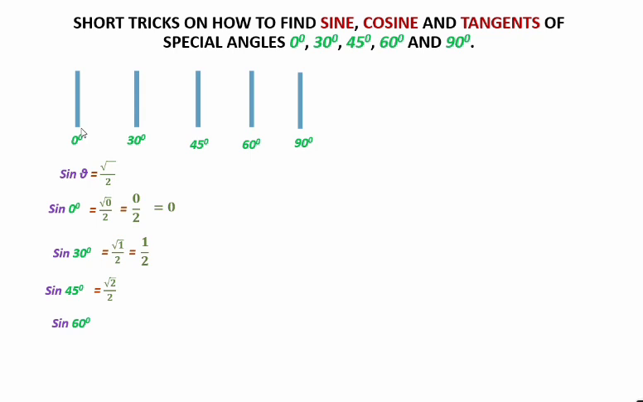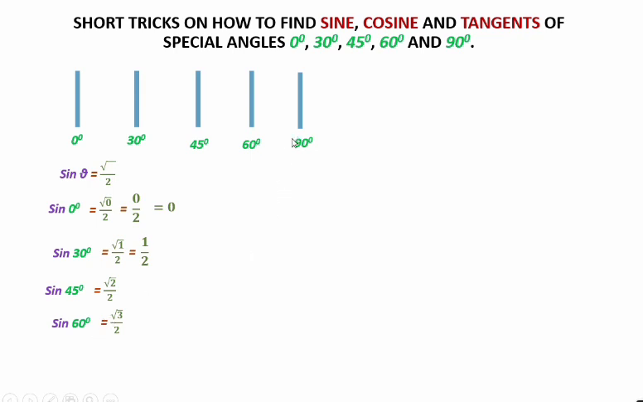So for 60 degrees, we'll count the numbers of bars from the left: 1, 2, 3. So we have 3 bars before we get to 60 degrees. So we're going to include that 3 inside the square root. So that's going to be equal to the square root of 3 divided by 2. So that gives you the sine ratio of 60 degrees.